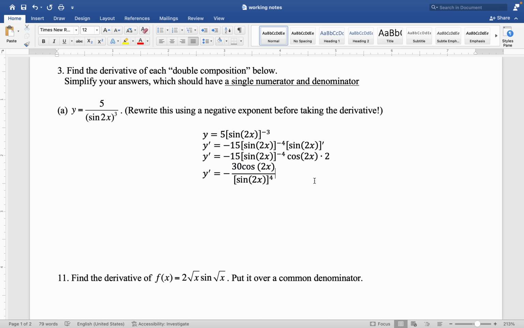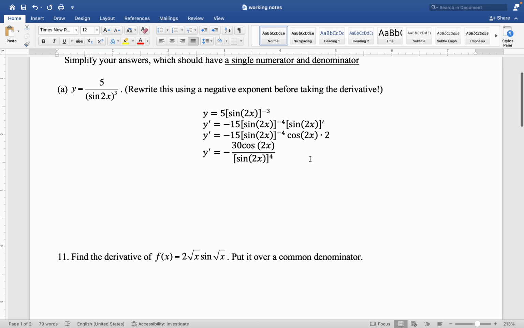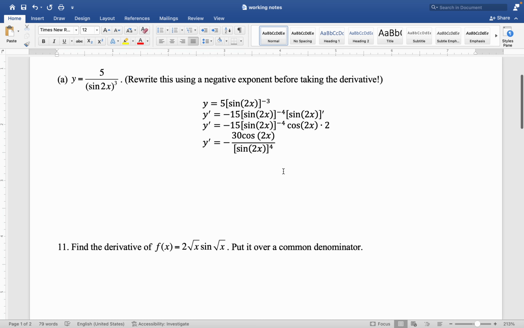Hopefully I don't make any mistakes when I'm doing this. I find that I tend to make more mistakes when I'm typing equations than I do when I'm writing them for some reason. Yeah, so that would be the answer to me. You could also just put the 30 in front if you wanted. That's also fine, but doesn't make any difference.